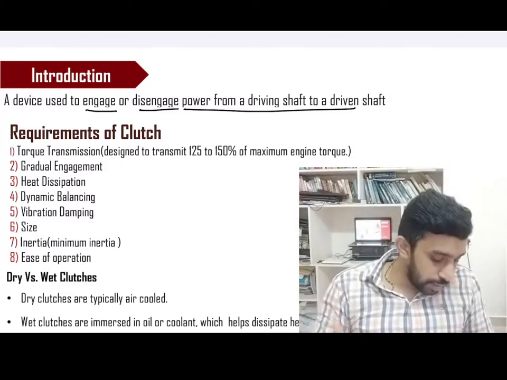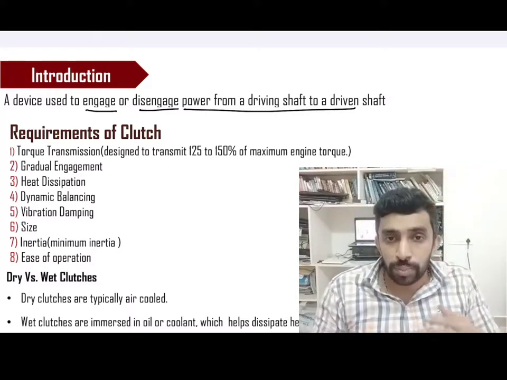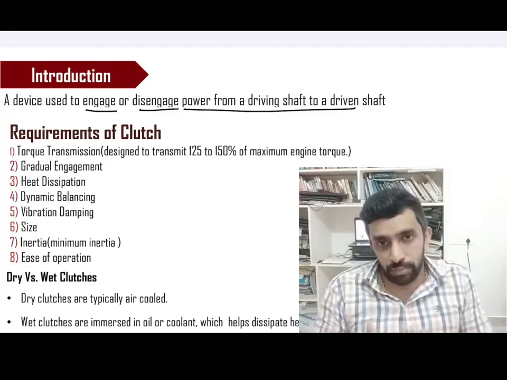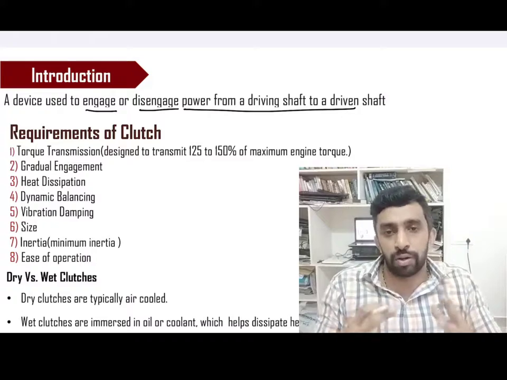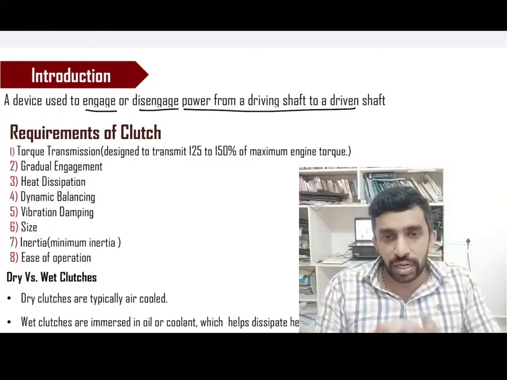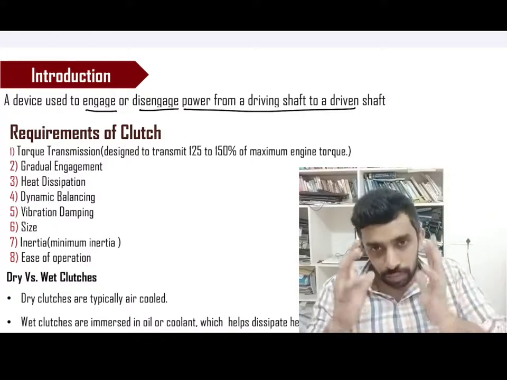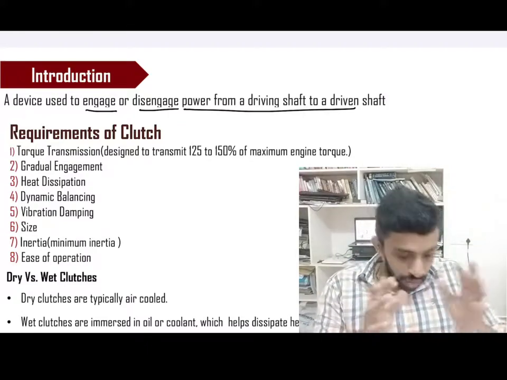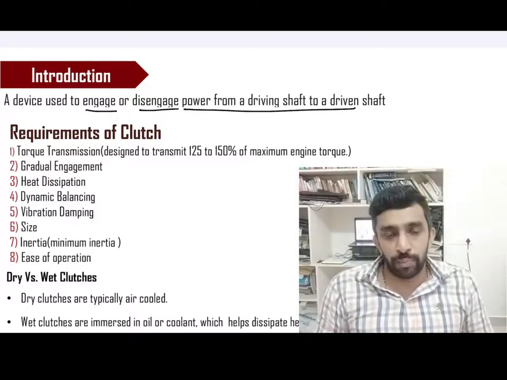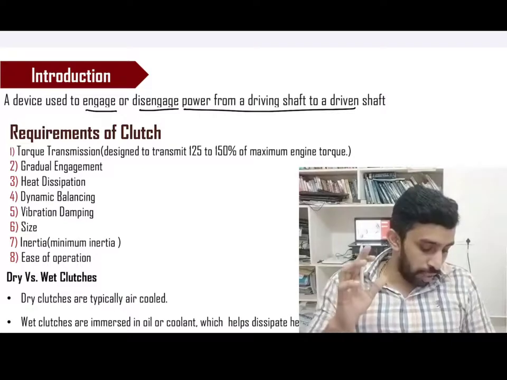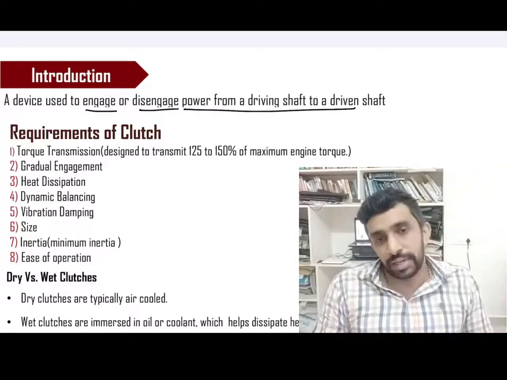And the third thing is heat dissipation, because we know that most of the clutches work on the principle of friction. They use the friction as the major component that transmits the torque and motion. Whenever there is friction, definitely there is a transfer from kinetic energy to heat energy. Because of the relative rubbing, a large amount of heat is going to develop in the clutch. So it has to have the capacity to dissipate the amount of heat that is being generated in the clutches.